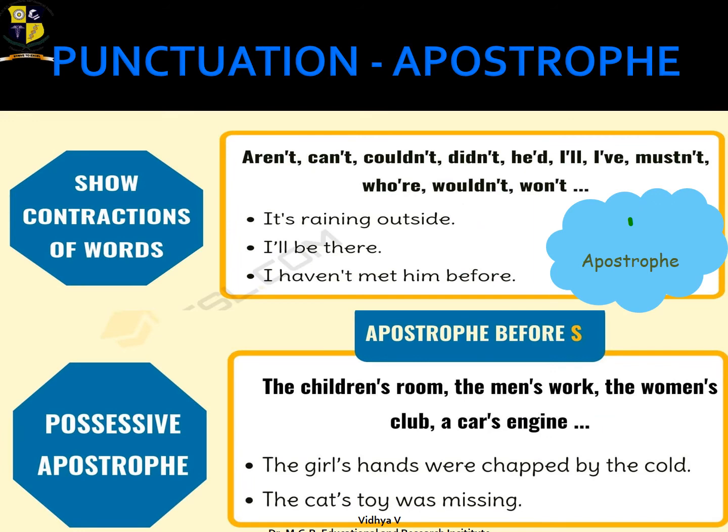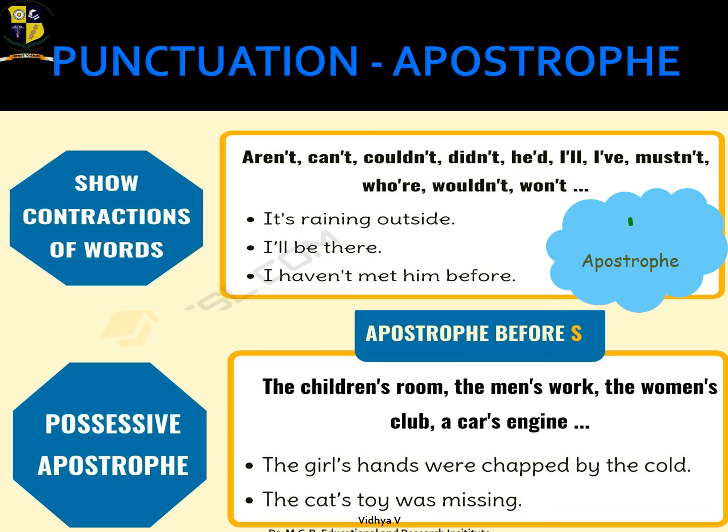Next is apostrophe. Apostrophe is used in two places. One is contraction of words, and the next is possessive, or possession of words. First one is contraction. You're contracting two words, for example are not, and you can put it into one word using an apostrophe. So aren't, can't, couldn't, didn't, he'd, I'll, I've, mustn't, who're, wouldn't, won't. These all come under contraction of words.